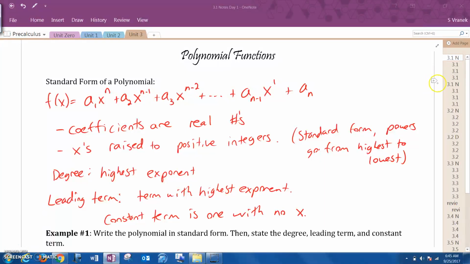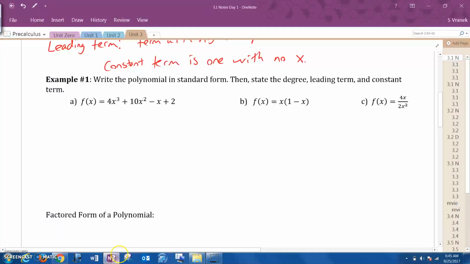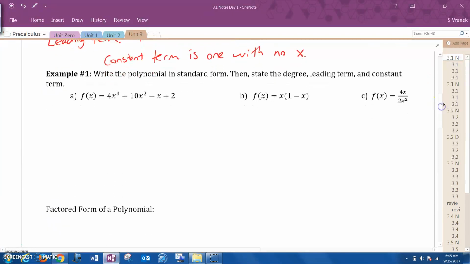So again, if you need more time to write that down, which you probably do, pause the screen now or go back a little and pause it. And I'm going to move on. Okay, so, hold on, there it goes. Write the polynomial in standard form, if not already, then state the degree, leading term, and constant.